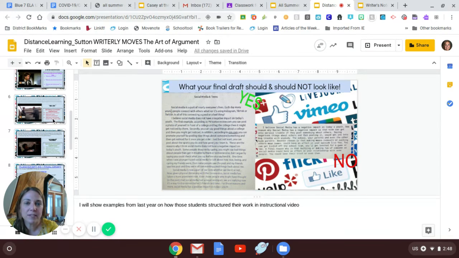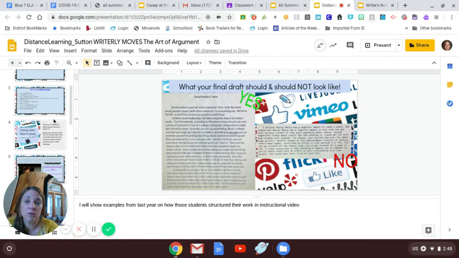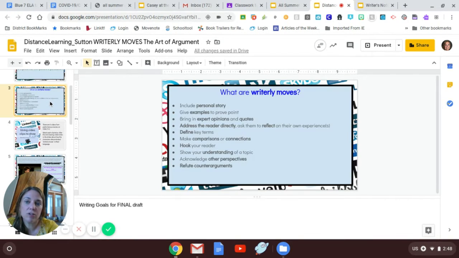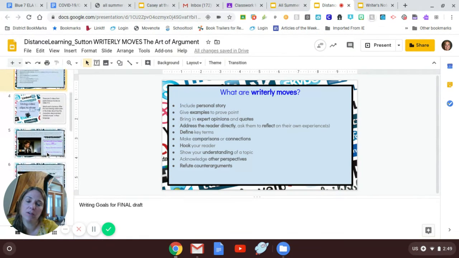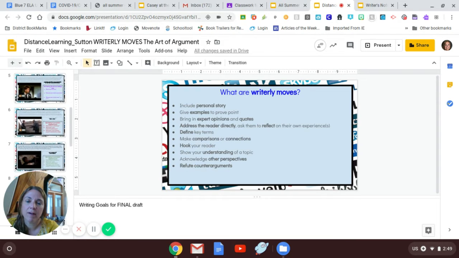All this is meant to do is just to show you these writerly moves on slide 3, just to show them in action. Okay, so it's just to kind of give you an idea of how you want to start your Art of Argument final draft. What's your intro going to be like? How are you going to get the reader? That's me. How are you going to get my attention? So that was the only intention with these videos, was just to show you some real life how-tos.